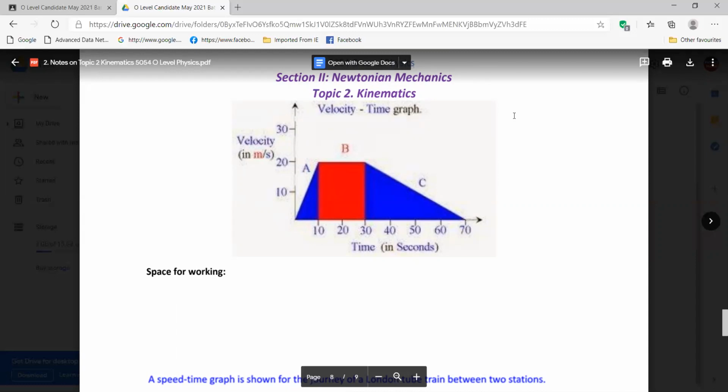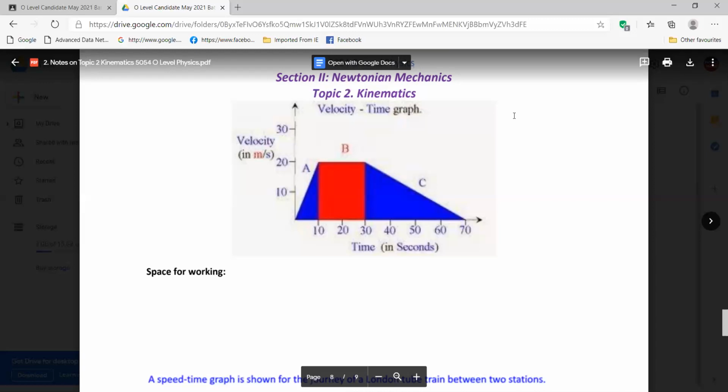For B, how is it? It is a rectangle, right? So what is the formula of rectangle? Rectangle area is length into breadth, right? So what is your length? What is your breadth? Length is 20, and breadth is also 20. Very good. So how much does it come? 400 meter.